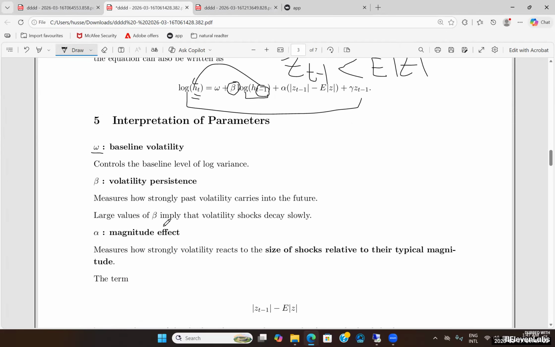So when we see larger values for the parameter B, it means that volatility shocks will tend to decay quite slowly. Consequently, this indicates that our system possesses a kind of memory, where the observed volatility persists and remains significant over an extended period of time. The alpha parameter in this specific context measures how strongly the volatility itself reacts to new information.